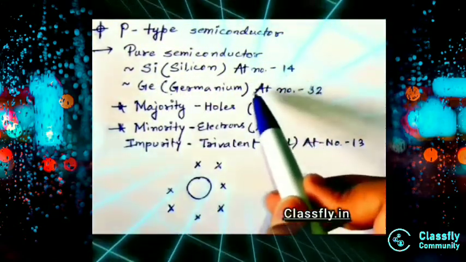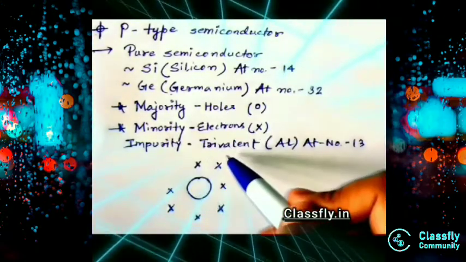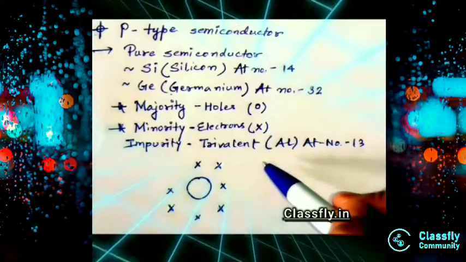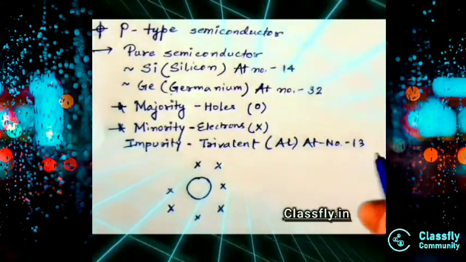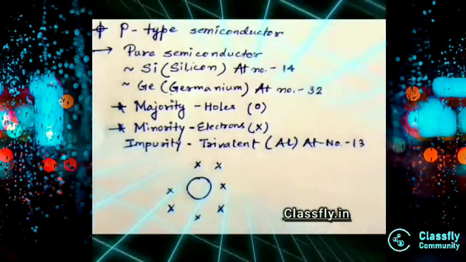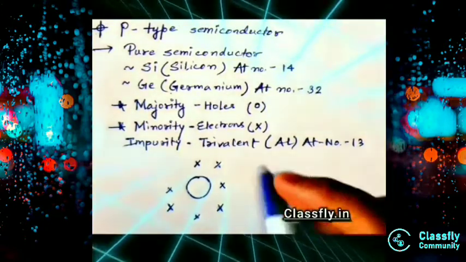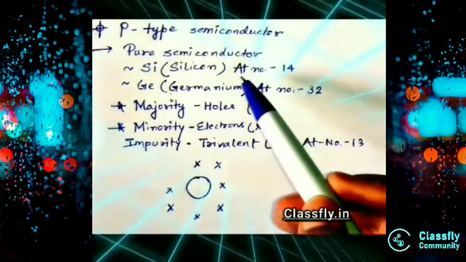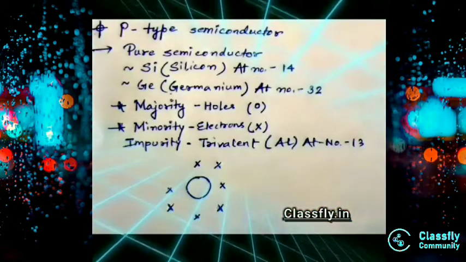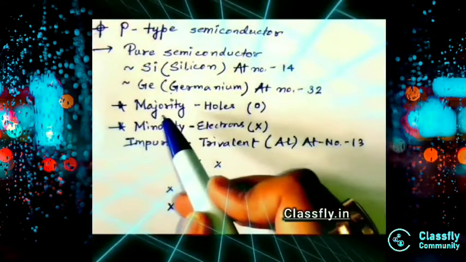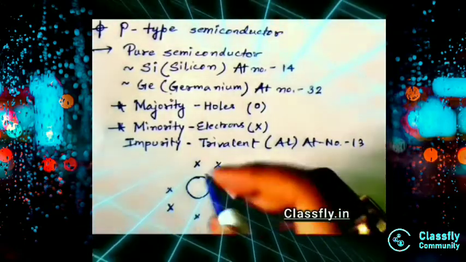We all know that silicon's atomic number is 14 and germanium's atomic number is 32. Whenever we put in an impurity that is trivalent, like aluminium, whose atomic number is 13, its valence electrons are 3 in the outer shell. So when we put this trivalent impurity in the pure semiconductor, we get the p-type semiconductor. In p-type semiconductor, the majority carriers are holes and the minority carriers are electrons.